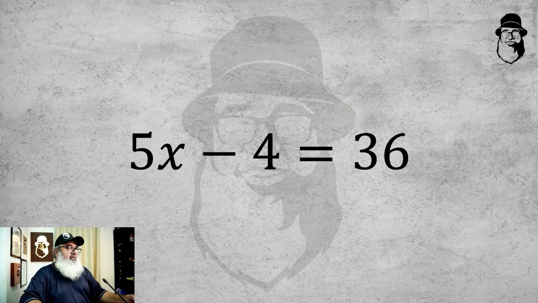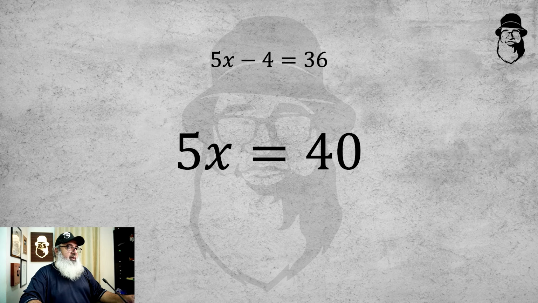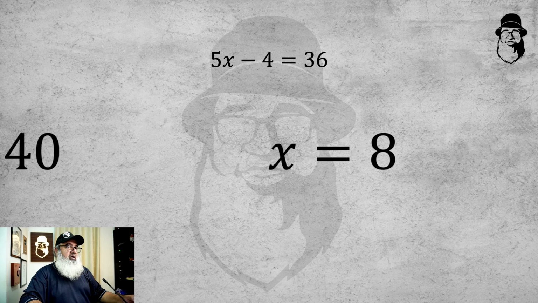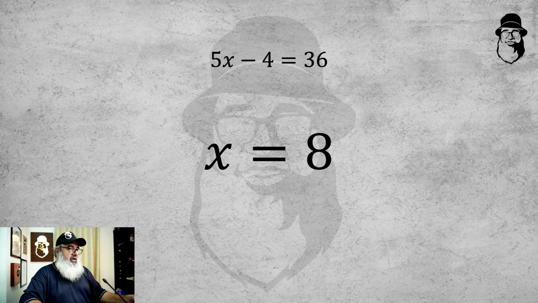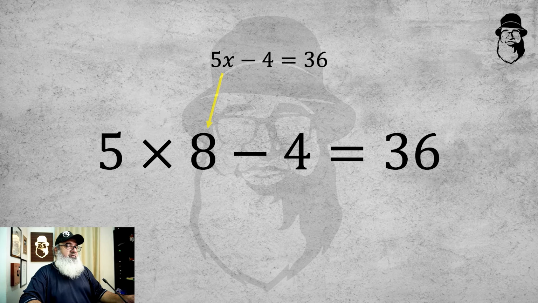To solve 5x - 4 = 36, we first add 4 to 36 to get 40. Then we divide 40 by 5 to get 8. So x = 8. Now we can check this is right because 5 times 8 minus 4 is equal to 36. So if we like, we can write all these steps like this.